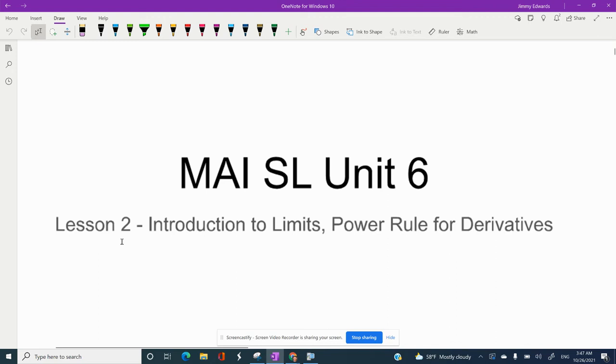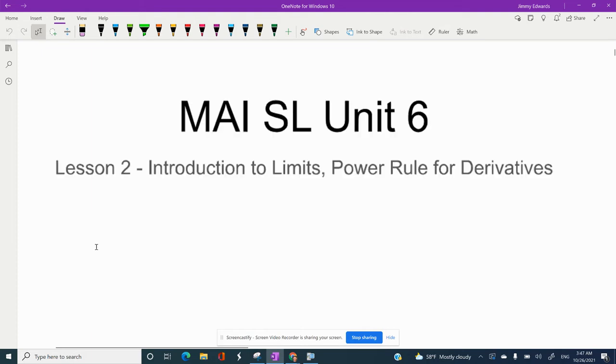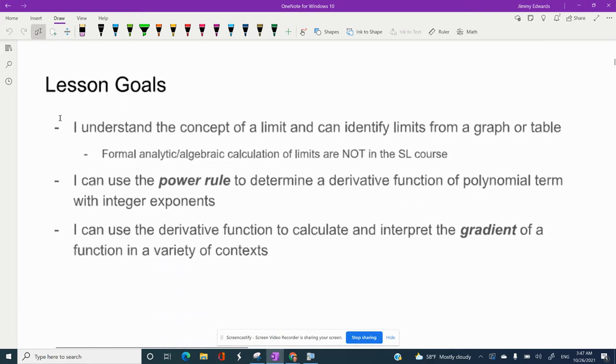So this is lesson 2 in our calculus unit 6 on introduction to limits and the power rule for derivatives, one of the most famous topics in calculus. So our lesson goals for today are that you should understand the concept of a limit and you can identify limits from a graph or a table. The formal analytic or algebraic calculation of limits is not in the SL course, which makes it easier for us.